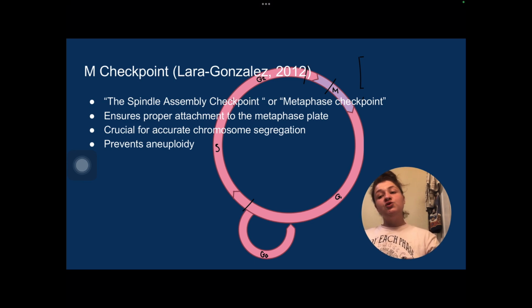The M checkpoint is crucial for preventing aneuploidy, a condition where cells have an abnormal number of chromosomes. Aneuploidy can lead to developmental disorders and is a hallmark of many cancers. By ensuring accurate chromosome segregation, the M checkpoint helps maintain genomic stability across cell division.